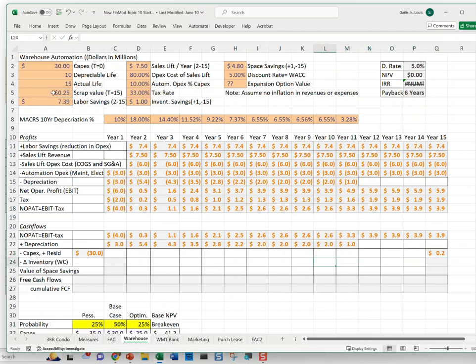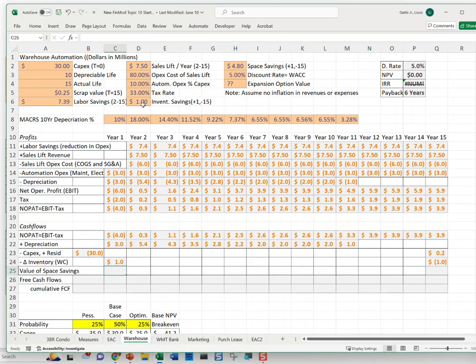And then I can do my change in inventory. Well, the assumption is I'm going to save $1 million in inventory because of better utilization of space. But we'll assume the project only lasts for 15 years, so I'll just take it out in year 15. So this is an example of a finite life project. We'll assume at the end any benefits are going to go away.